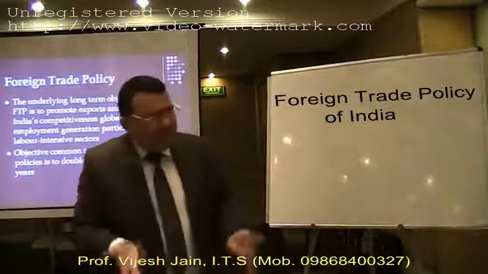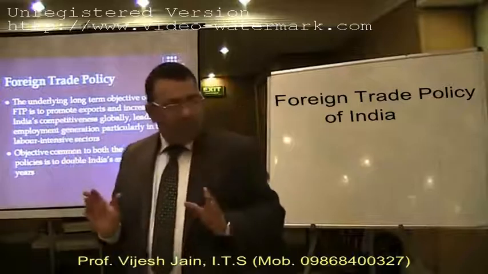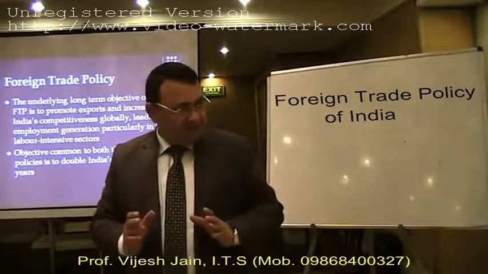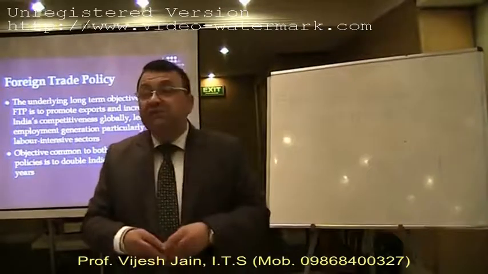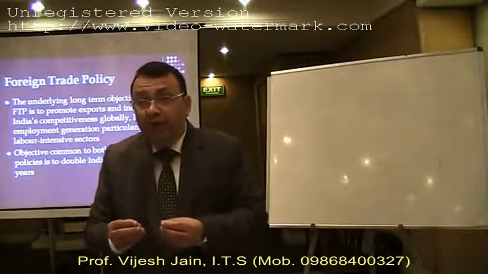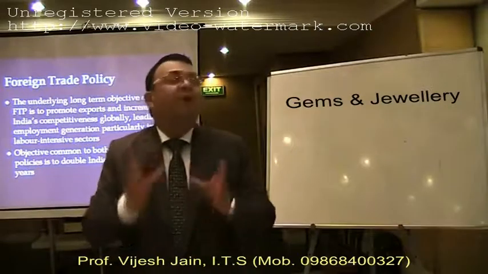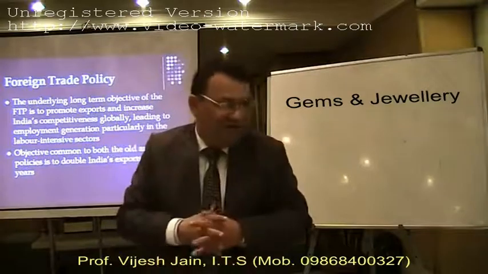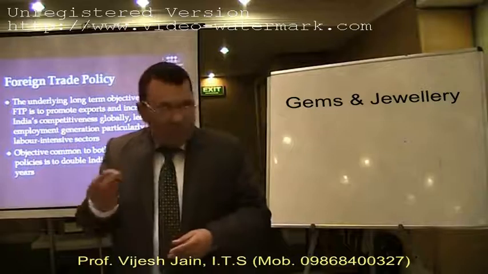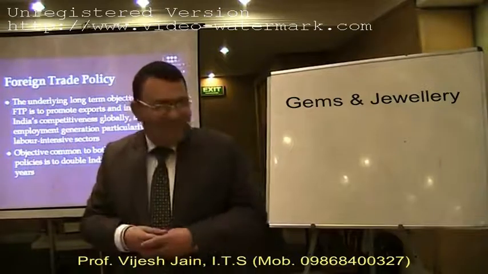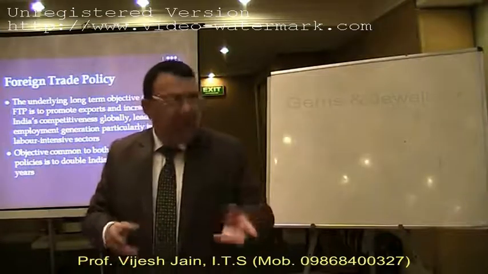And what is the ultimate objective? Promoting exports, helping labor-intensive sectors, helping agriculture, and helping certain areas which are facing some typical problem, like for example, gems and jewelry. Gems and jewelry export. What happens in gems and jewelry? The raw material which is imported is rough diamond, right? In the case of diamonds, or in the case of precious stones.